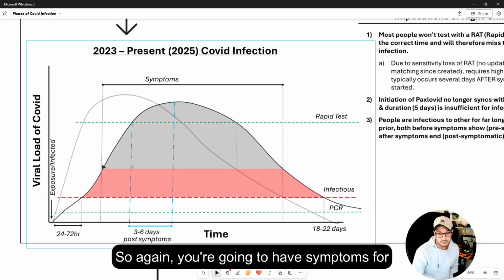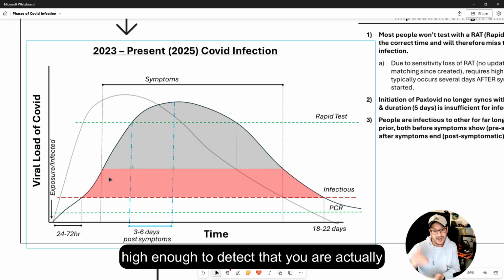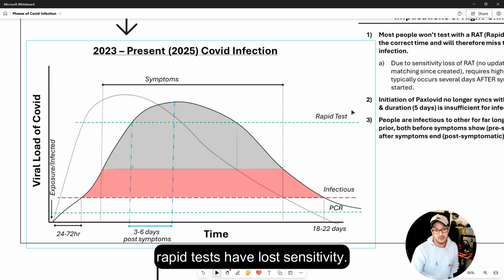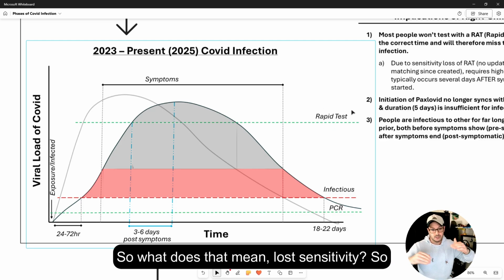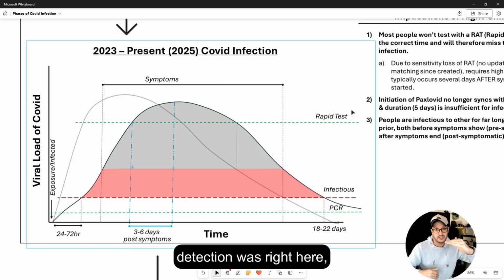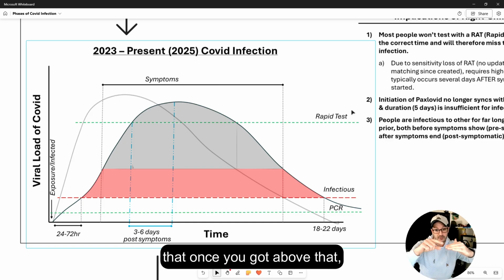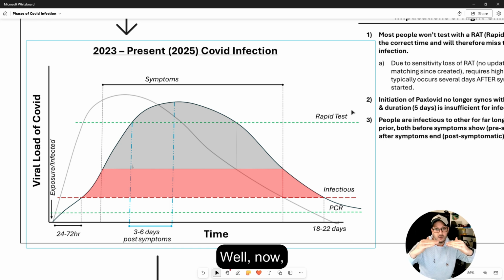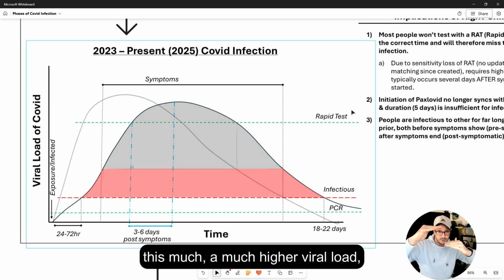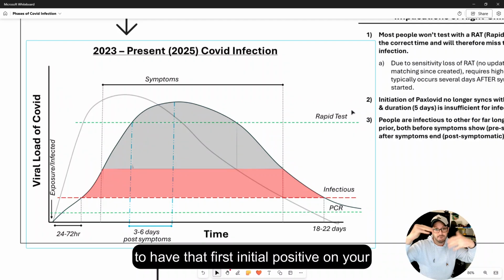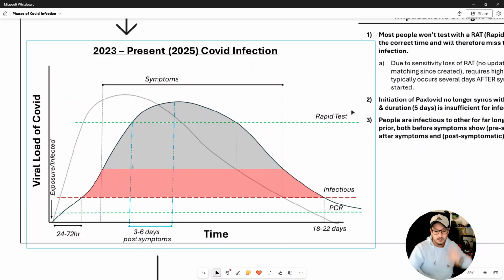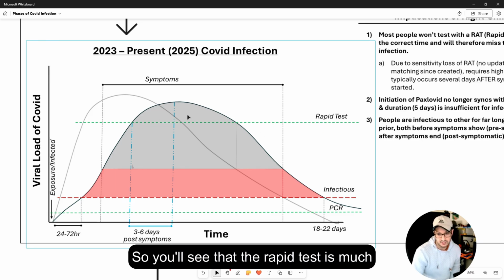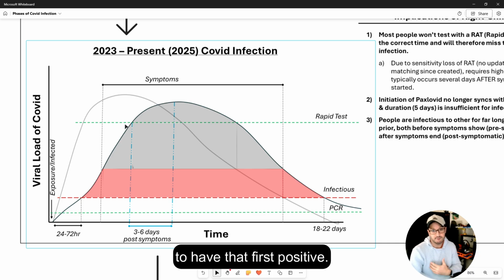So again, you're going to have symptoms for a couple days before your viral load is high enough to detect that you are actually sick with COVID, because those rapid tests have lost sensitivity. What does that mean, lost sensitivity? Say that initially the threshold for detection was right here. Once you got above that, you would test positive, with that pink signal on your rapid test. Now, due to the loss of sensitivity, it takes a much higher viral load to have that first positive on your rapid test. So we have a higher threshold now, and you'll see the rapid test needs a much higher viral load to have that first positive.